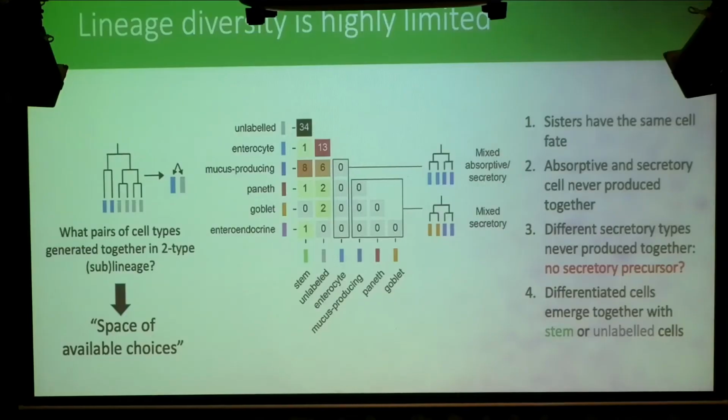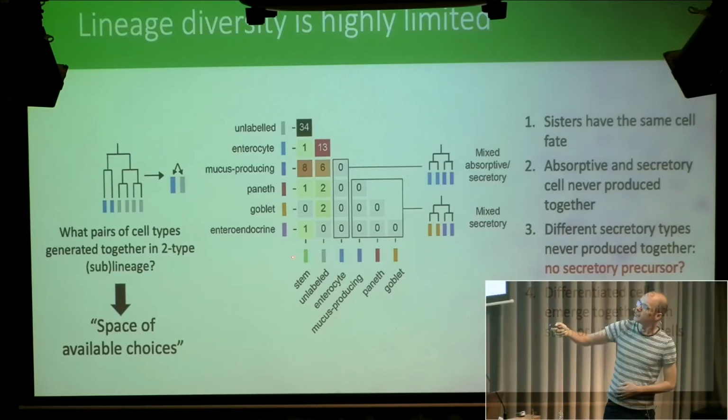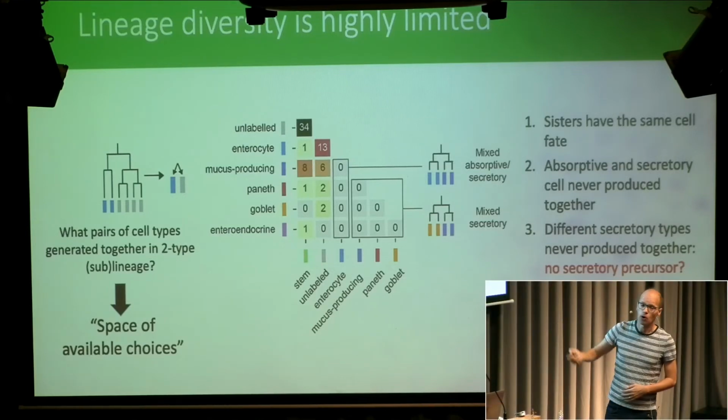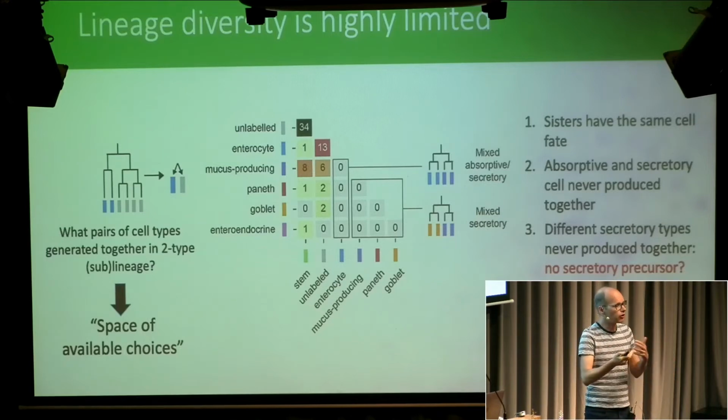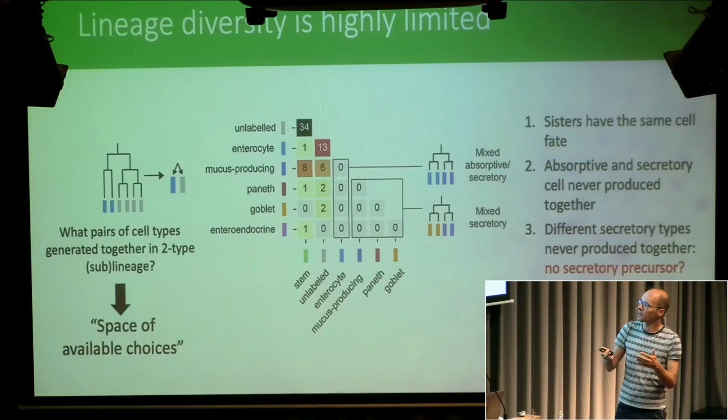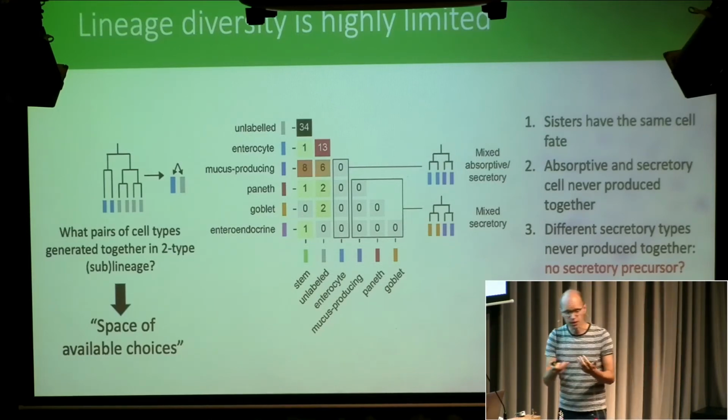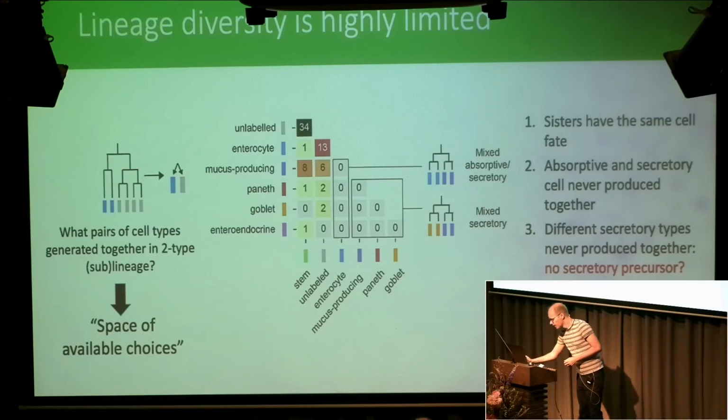And the other thing that you see is that many of the differentiated cell types, from enterocytes to enteroendocrine cells, are typically generated in lineage trees where the other cell type is either a stem cell or an unlabeled cell. So somehow these stem cell and unlabeled cell types seem to be very close in the lineage trees to these differentiated cell types. So it seems that they're somehow special.